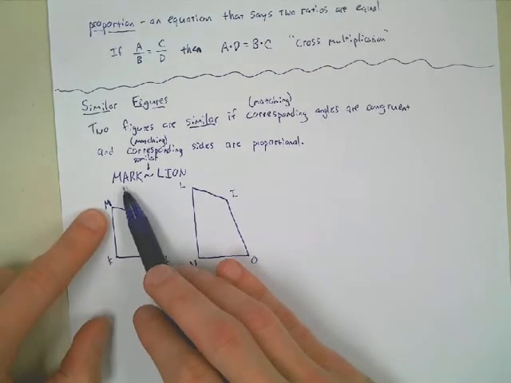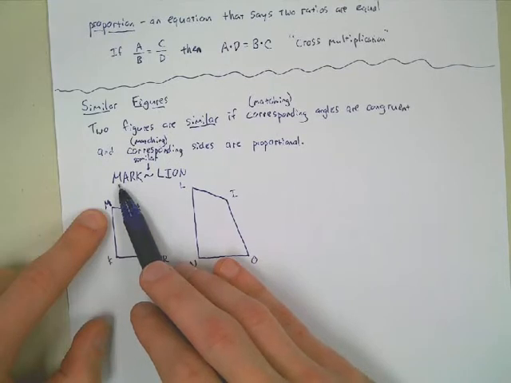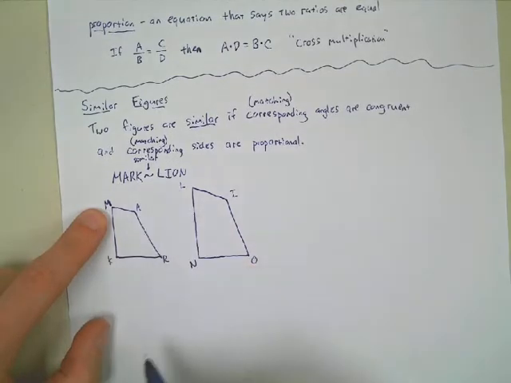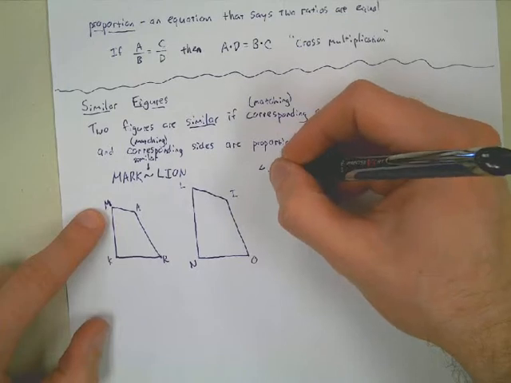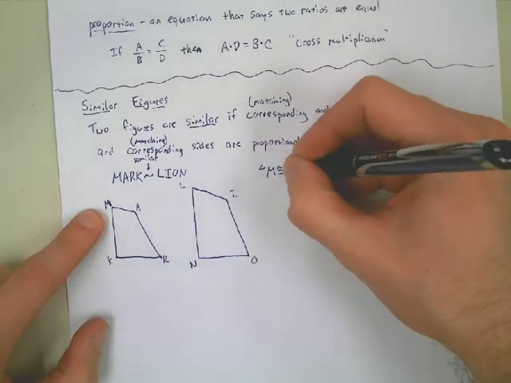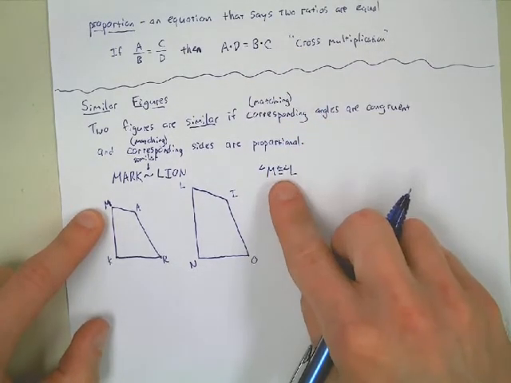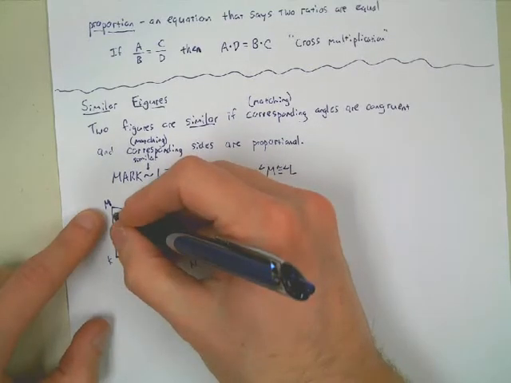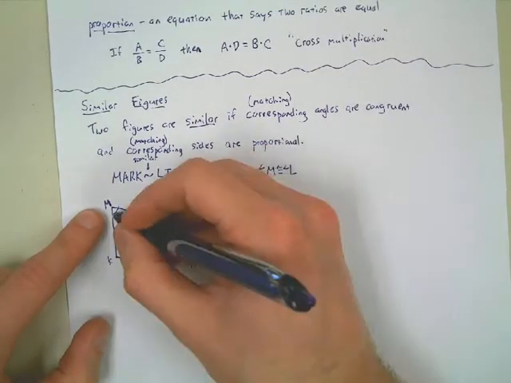Angle M corresponds to what angle in my other shape? L. So that means because these two figures are similar, angle M is congruent to angle L. Notice I am writing the equal sign here because angle M and L are going to be congruent. In similar figures, their angles are congruent.